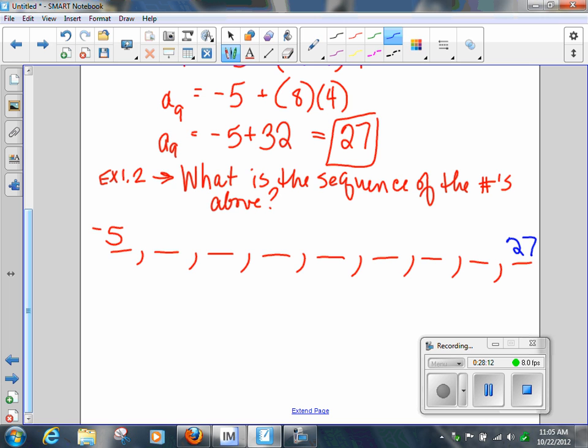All right, y'all. Rocket science. Here we go. Negative 5 plus 4. Negative 1 plus 4. Plus 4. Plus 4. Plus 4. Plus 4. Plus 4 is 27. Really? Seriously? Is that it? Yeah, that's it. That's all we have to do, y'all.